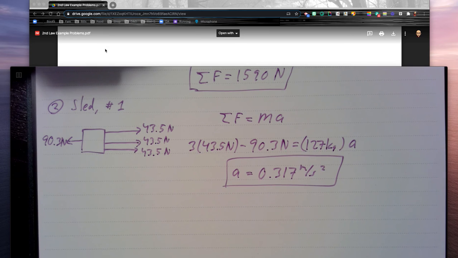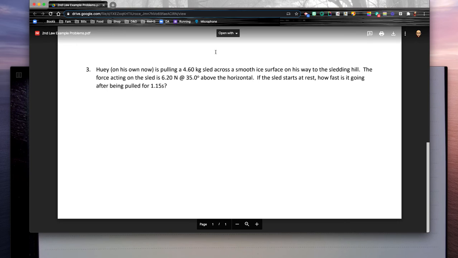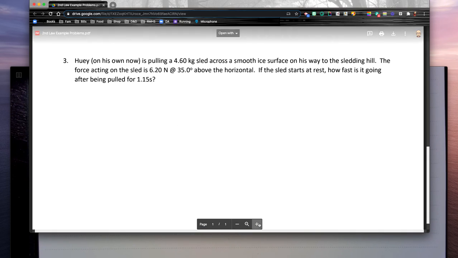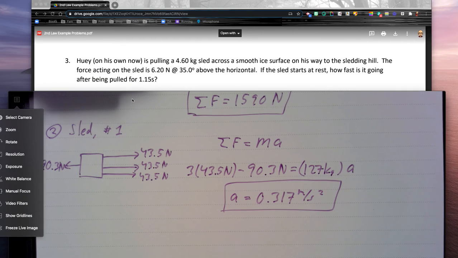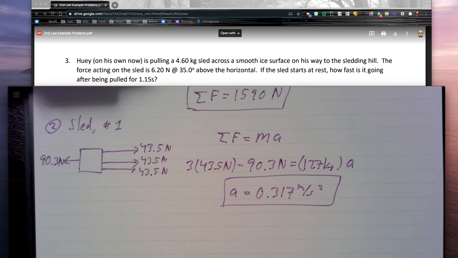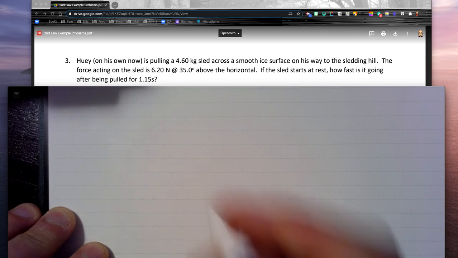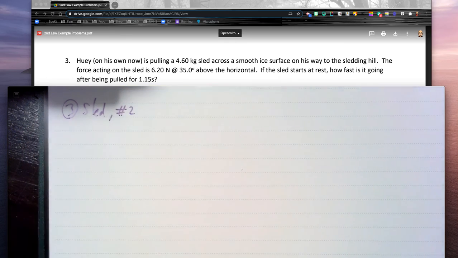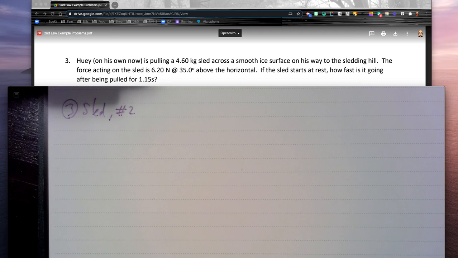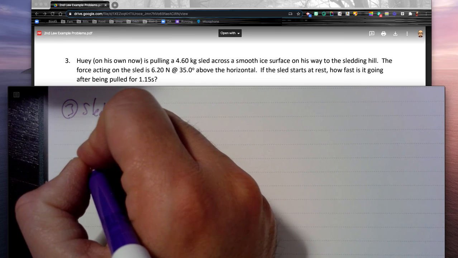Third problem, we're back with the sled again. Okay, so Huey is on his own now. Huey is now on his own with the sled. That's sled part 2. This time, the sled is being pulled at an angle, and there are no other people pushing, and it says it's a smooth ice surface, and that basically means there's no friction.